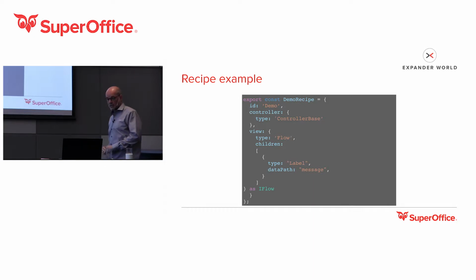This is a very little example of a recipe. So every recipe has an ID, it has a controller, and it has a view. So in the controller you say which type of controller this is, and in the view we say which type of component this view is. And in this case, this is a flow component which has children, which has a label, which binds to the data message.